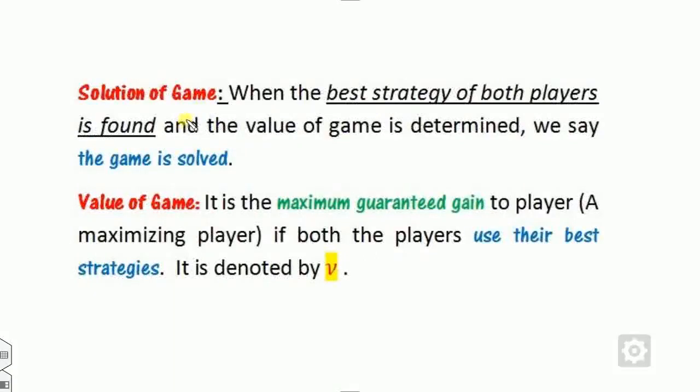Once we have played a game, definitely we want some solution. The solution is when the best strategy for both players is found. If there is a player A here and a player B here, and I get that A2 is the best strategy for player A, and B2 is the best strategy for player B, then we call this the solution of the game. That is, when the best strategy for both players is found, we call it the solution of the problem. And what is the value of the game? If this number is 4, then this 4 represents the value of the game.